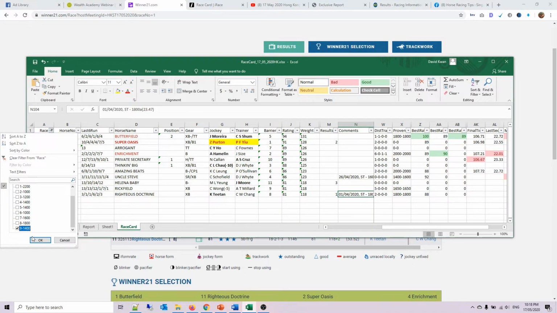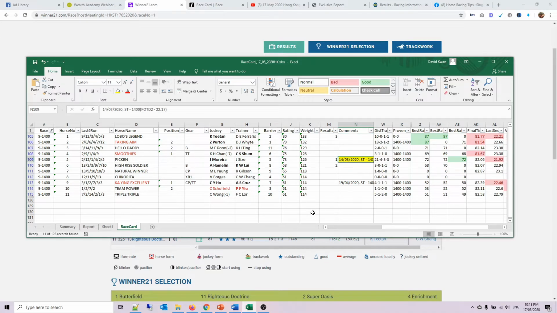Race 9. Yep, this one is pretty decent. 14th of March, but this one has not good timing. But you see, if you really want a good value horse, most of the time you can't predict the timing. You need to look at all these past runs, either this one or this one. So let's look at race 9 number 5.